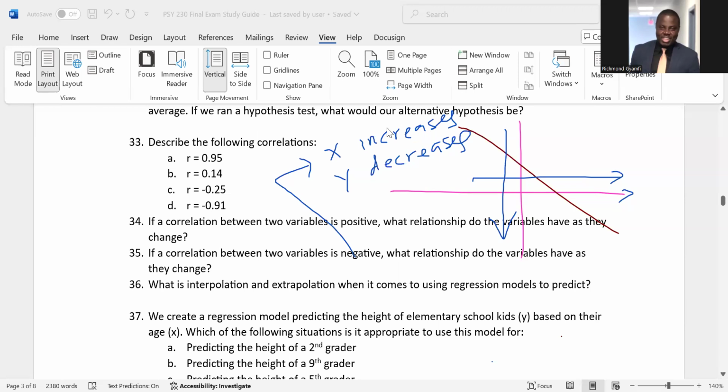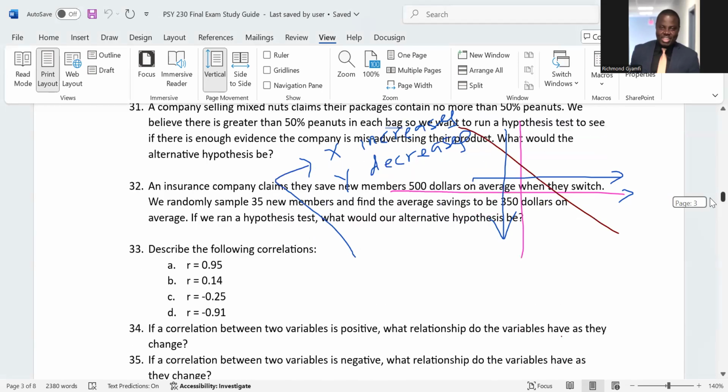All right. For 36, that is a definition problem, kind of. Interpolation is when the X values fall within the range that we are looking at. Fall within, that is interpolation. For extrapolation, they fall outside the range of X values we are looking at. Okay. And these are definitions. You could always go back to the solutions and then look at them.